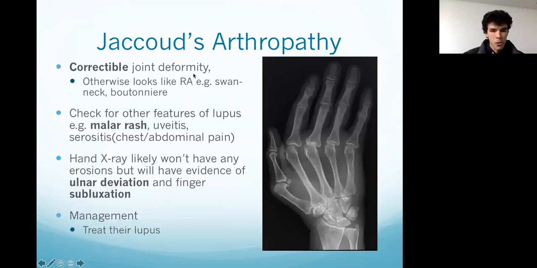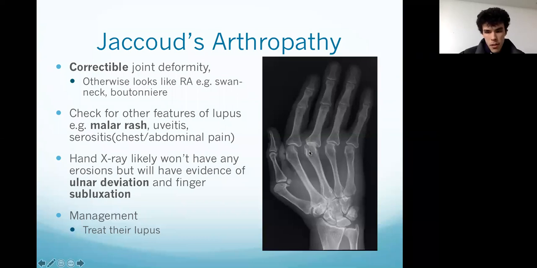So Jaccoud's, we've kind of talked a little bit about this already. So correctable, otherwise looks like RA, can have some features of lupus as well, like malar rash, uveitis, which is that red, dry eye I was talking about, and serositis, which can cause pain, essentially in anywhere that's covered by pleura, viscera, or pericardium. So you can get pericarditis-like pain, pleuritic pain, and peritonitic pain.